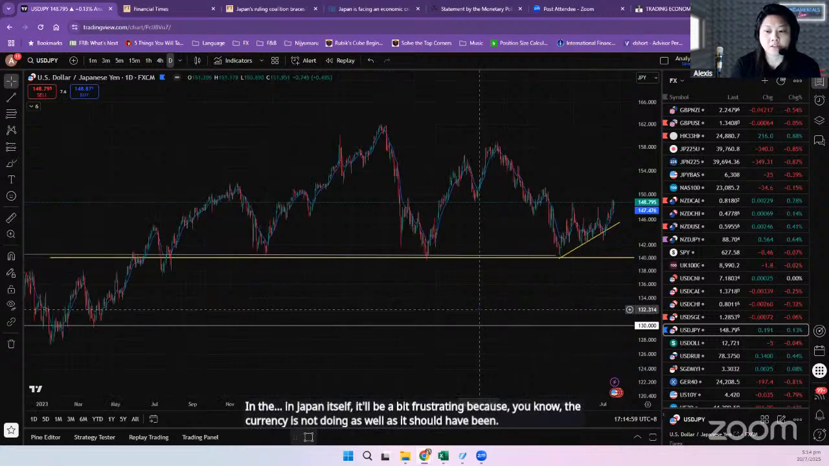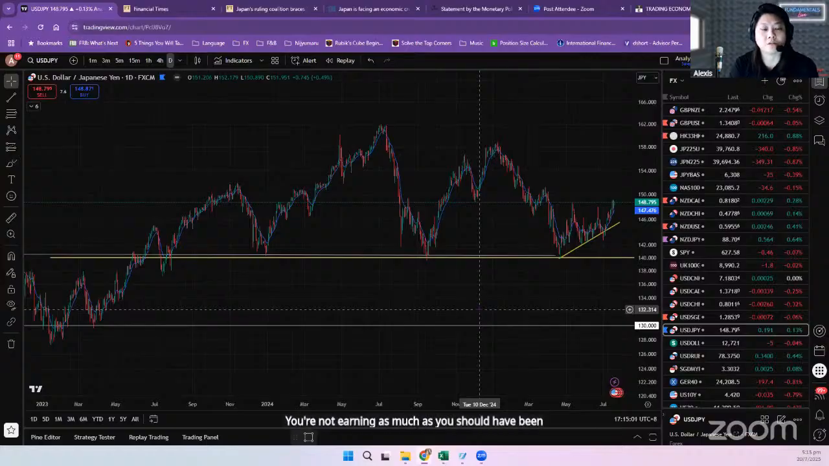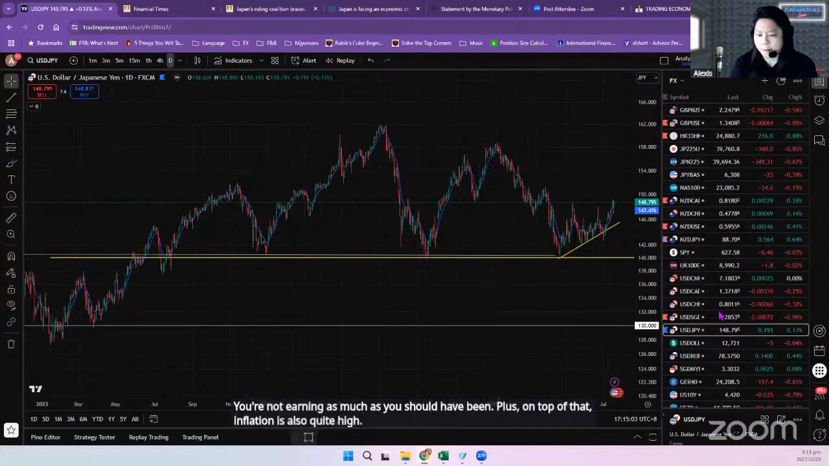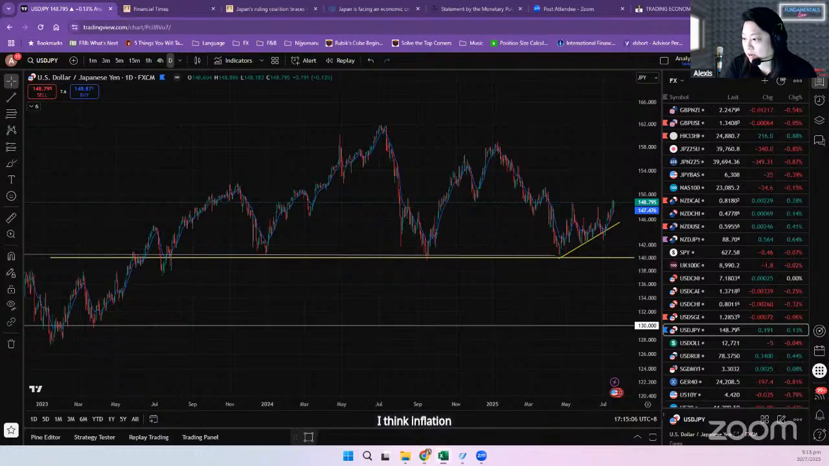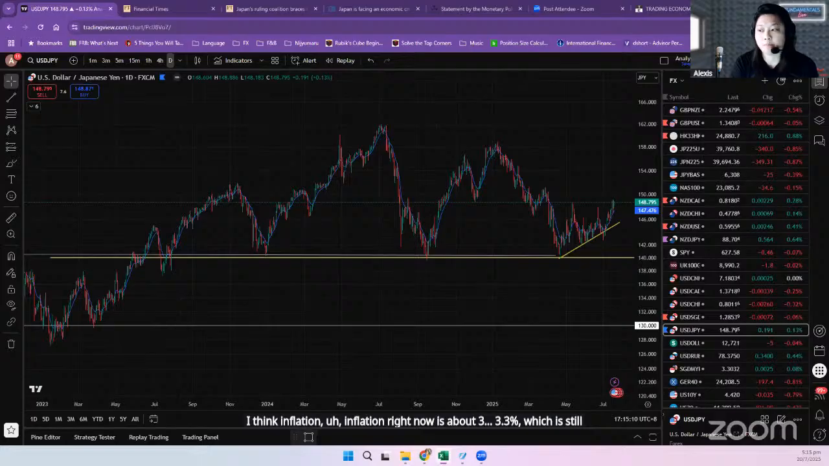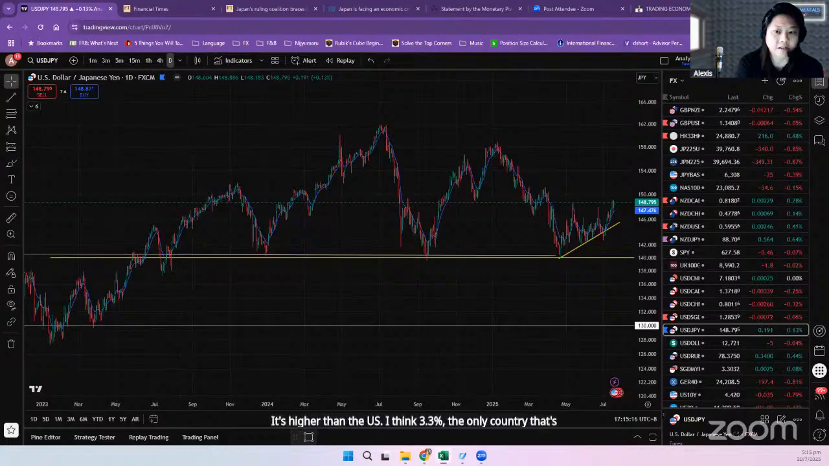You're not earning as much as you should have been. Plus, on top of that, inflation is also quite high, almost 3%. I think inflation right now is about 3.3%, which is still one of the highest, higher than the US. I think 3.3%, the only country that has higher inflation than Japan right now is the pound.